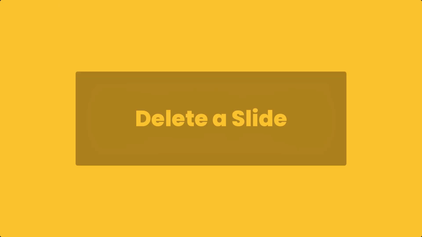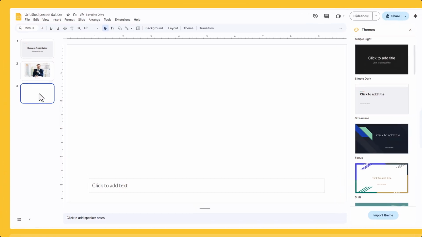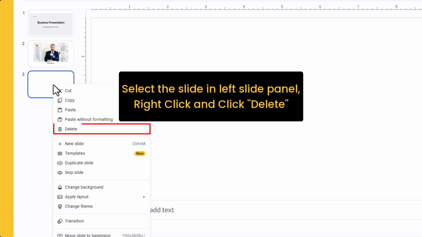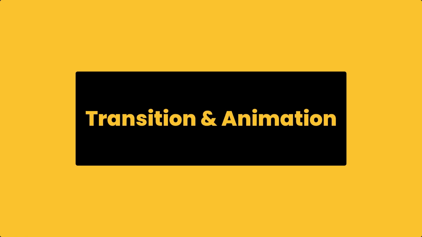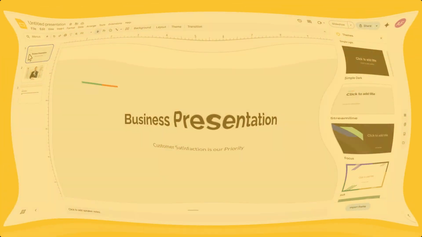To delete a slide, all you need to do is right clicking on the slide you want to delete and click on delete, or simply select the slide you want to delete and press the delete button on your keyboard. As a next step, I'm gonna show you how to add slide transitions and also how to add animations to your text boxes or also other elements inside your presentation.